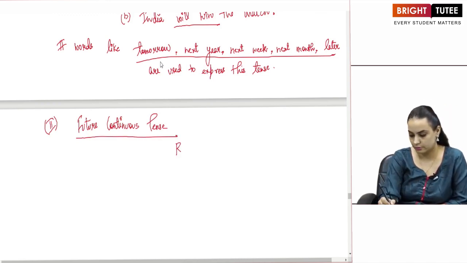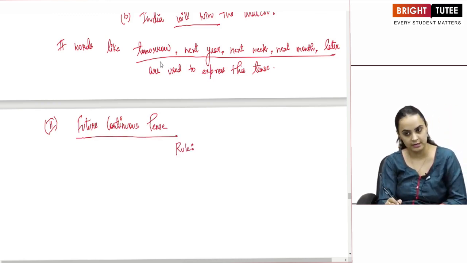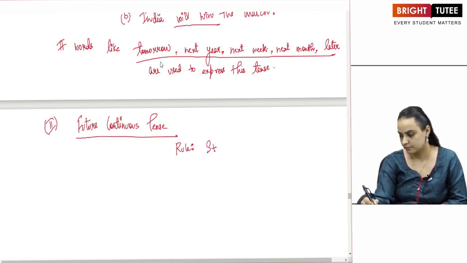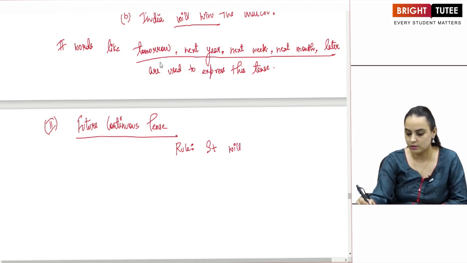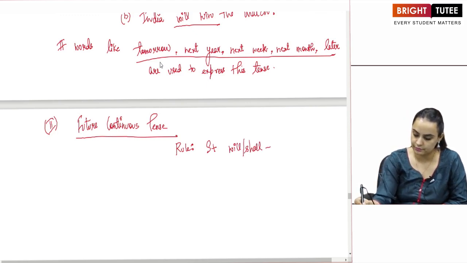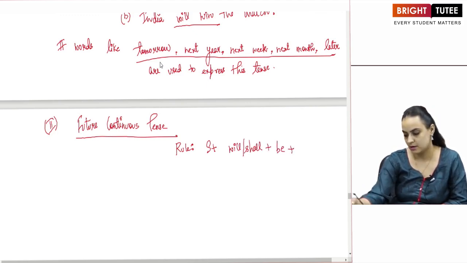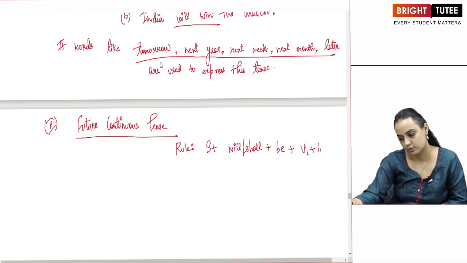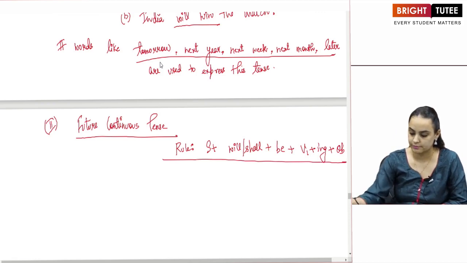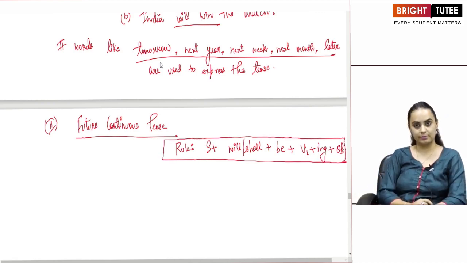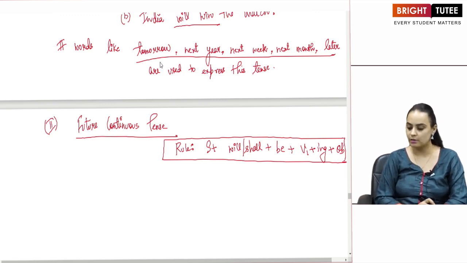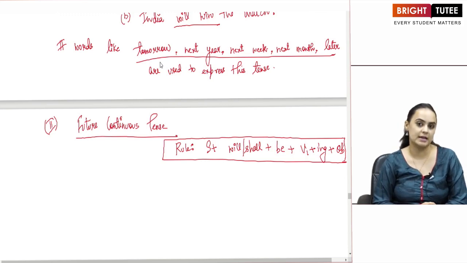What is the rule for the future continuous tense now? Let us talk about it first. Subject plus will or shall plus be plus first form of the verb plus ing and the object. So the subject plus will or shall plus be plus first form of the verb plus ing and the object.